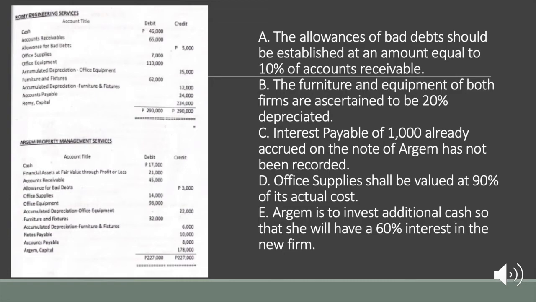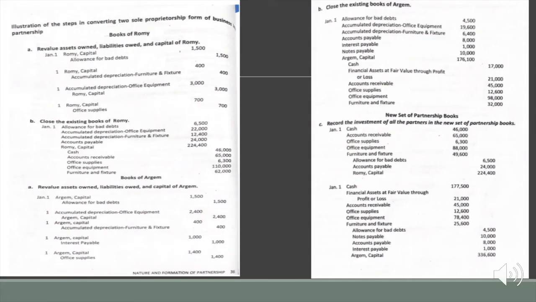So we can see here is the trial balance of Romy and Argem. So that's where we would base all our adjustments of the revaluing of the accounts. So for the first step, we would revalue the assets owned, liabilities owed, and capital of Romy.